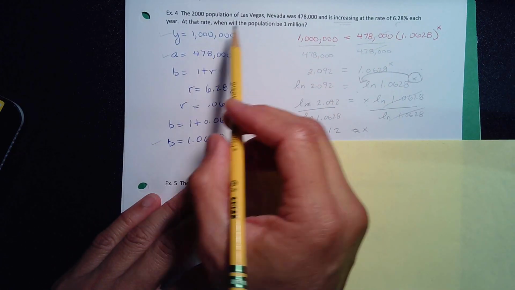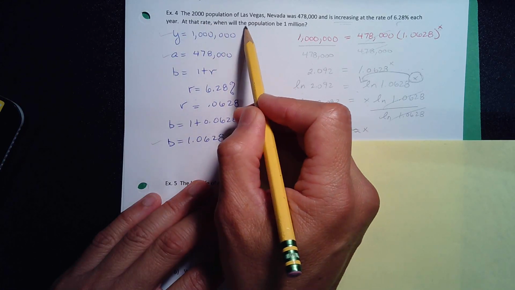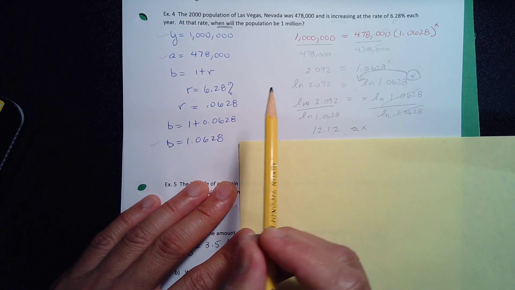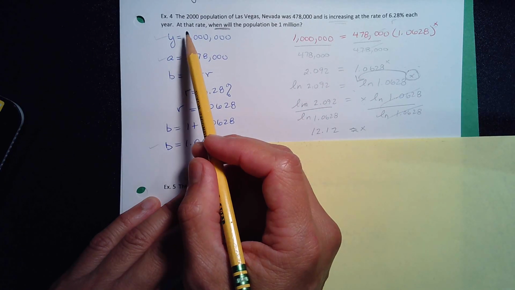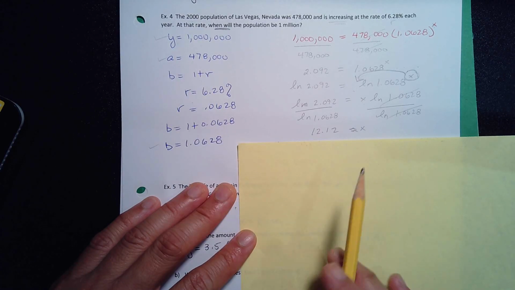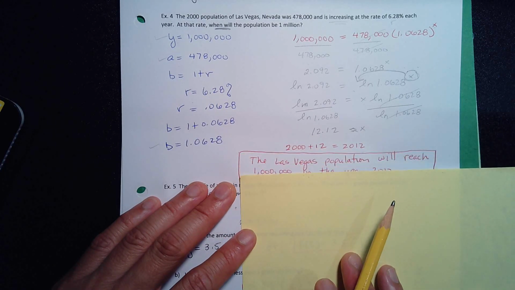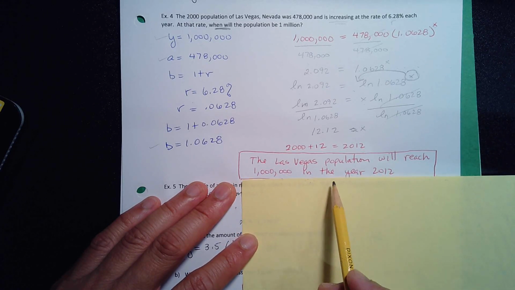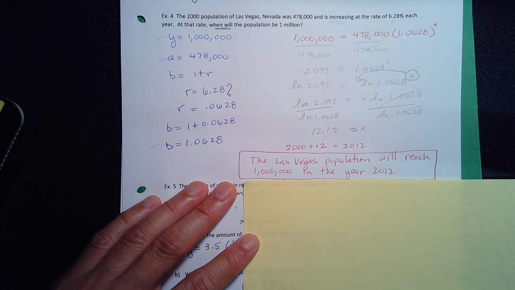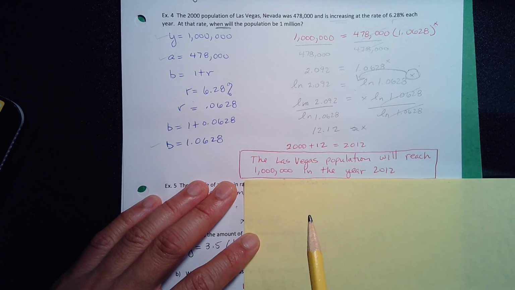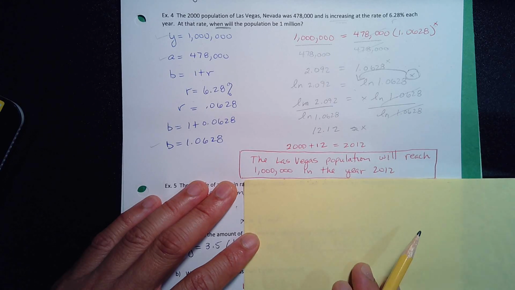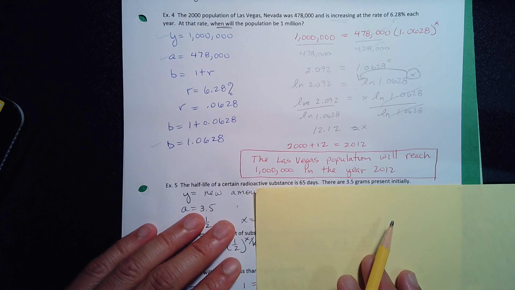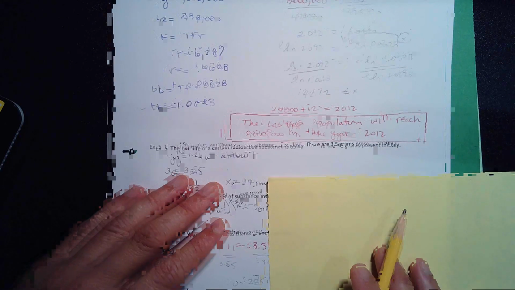But it asks when. When. Not how many years it's taking. It says when. So since we started this problem in the year 2000, add 12 years to 2000. So it says the Las Vegas population will reach 1 million in the year 2012. Whenever doing word problems, make sure you answer the word problem in a complete sentence. Okay, so that is example 4.